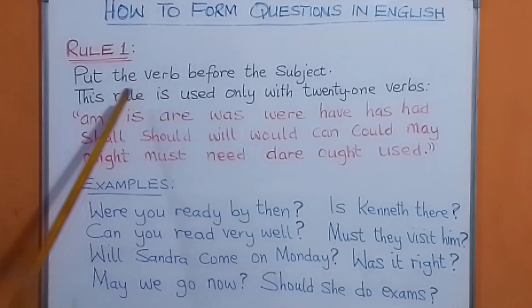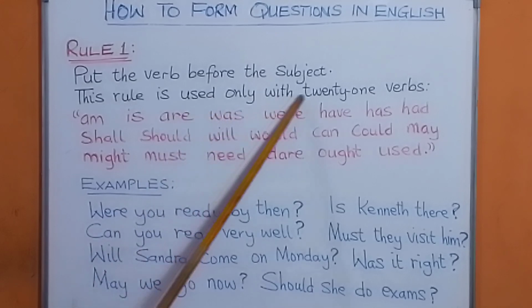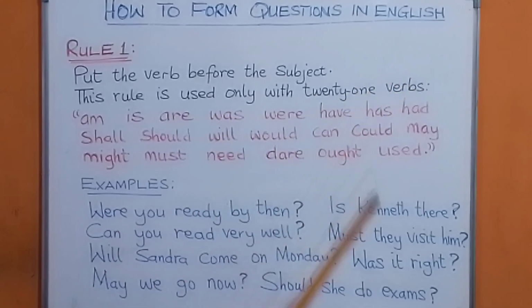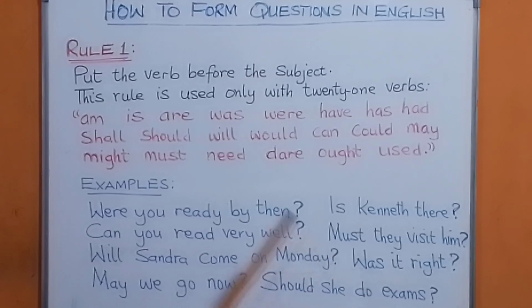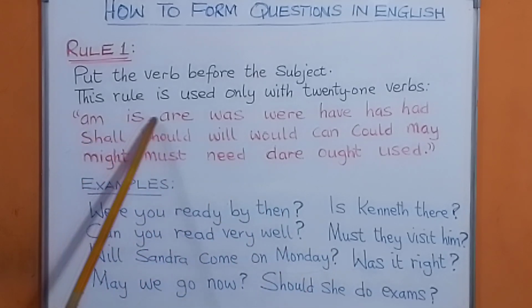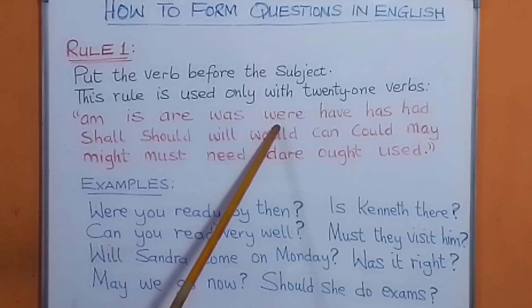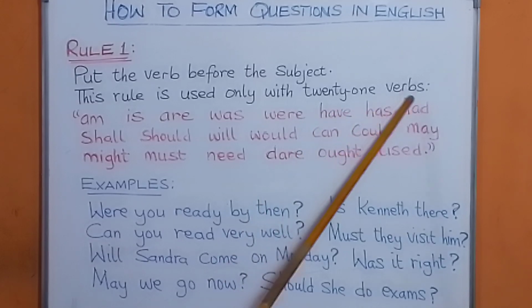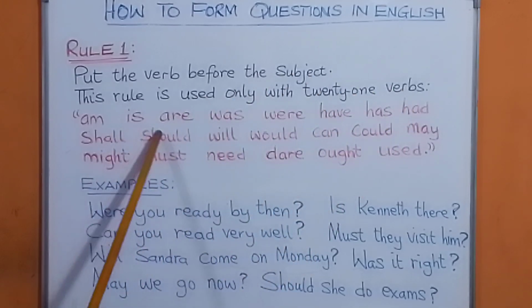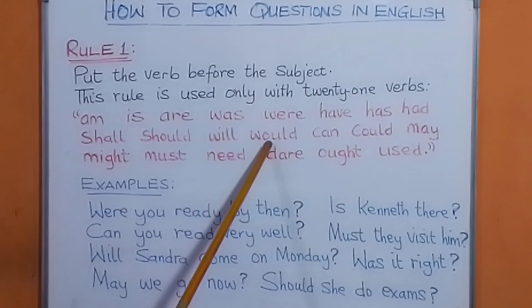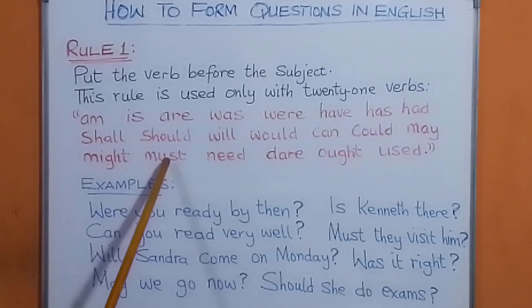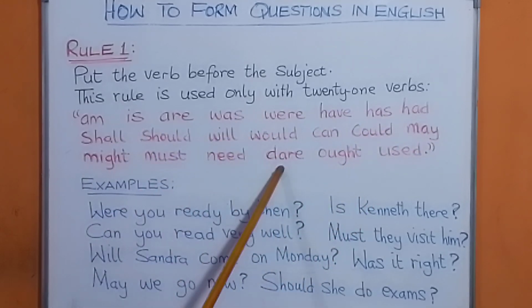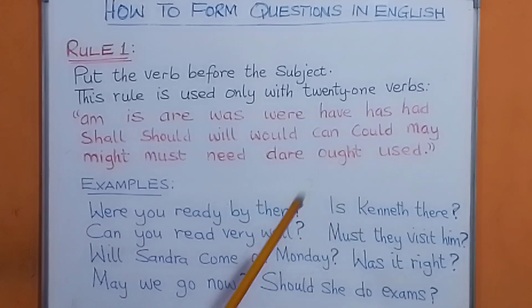Now, this particular rule is used only with 21 verbs. Only with 21 verbs. What are those verbs? Am, is, are, was, were, have, has, had, shall, should, will, would, can, could, may, might, must, need, dare, ought, used.